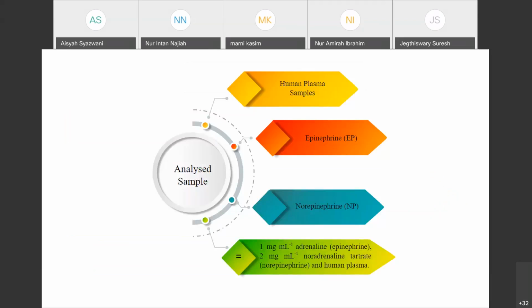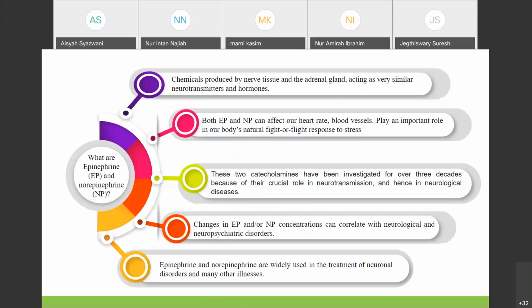Okay, next on what samples are being analyzed. So for this study, human plasma samples were used to determine epinephrine and norepinephrine content level. Before I proceed, I would like to give a very brief explanation on what epinephrine and norepinephrine are and why it is important to determine their level of content.